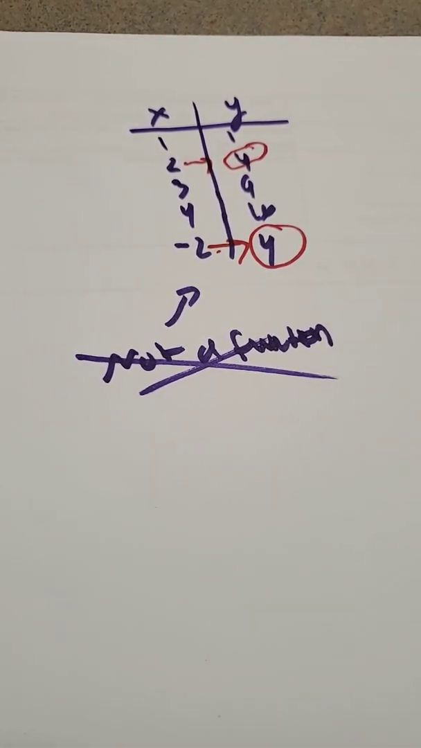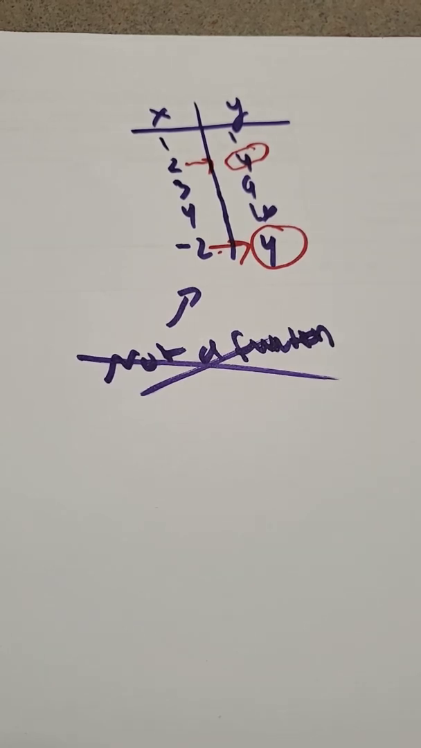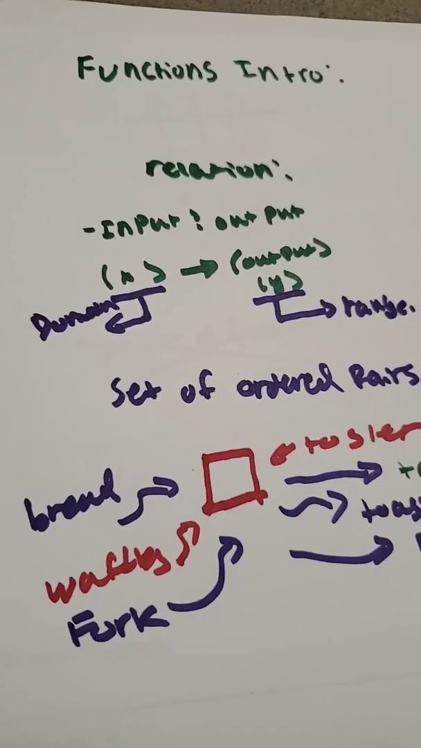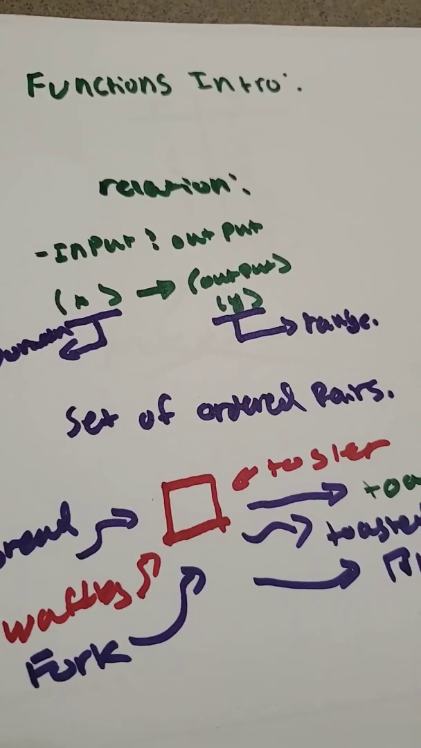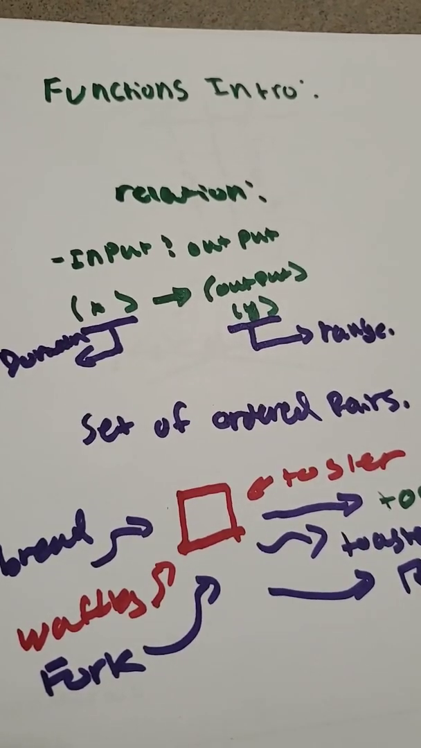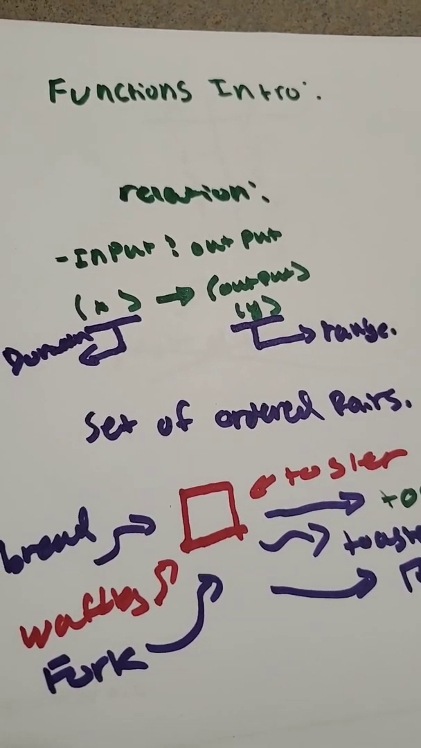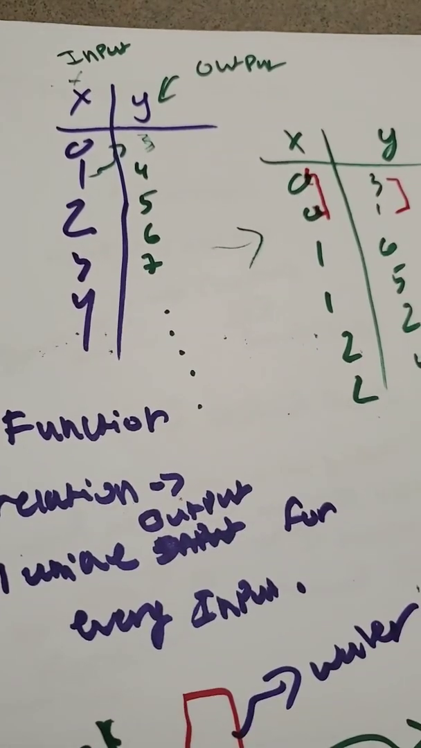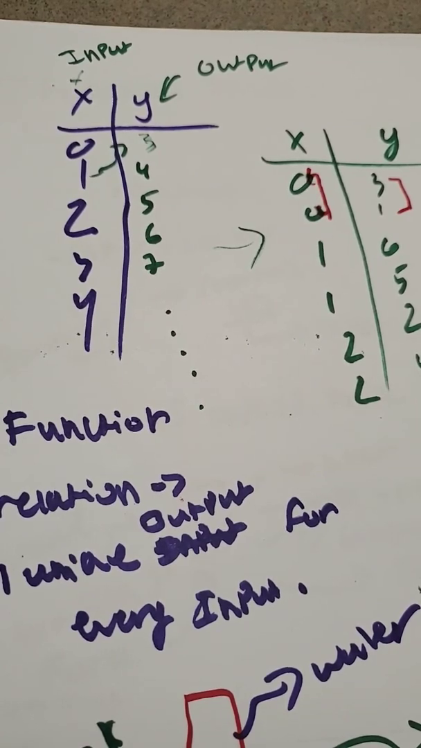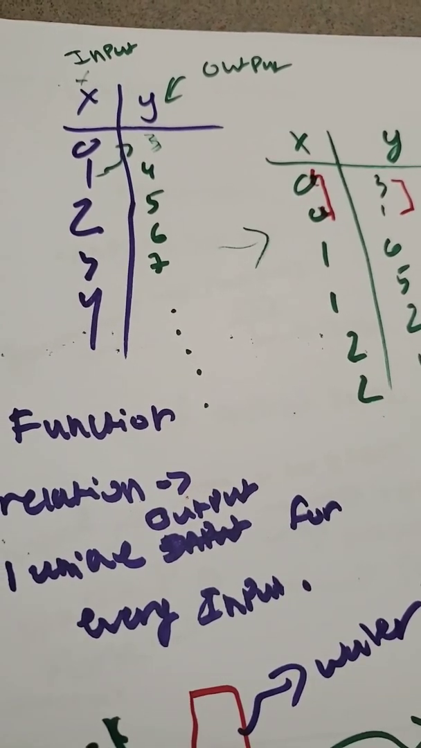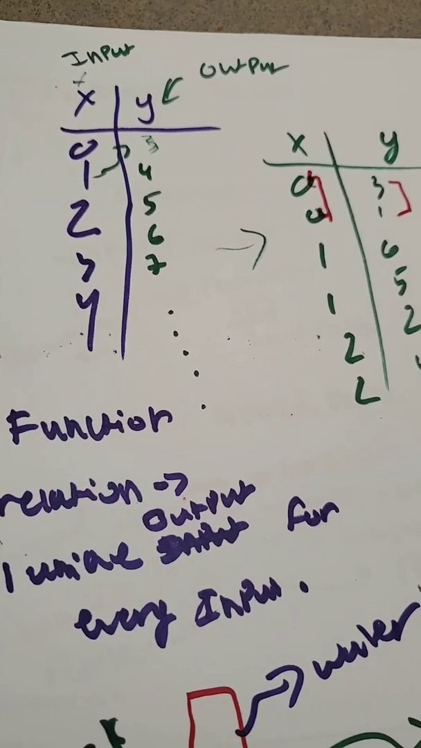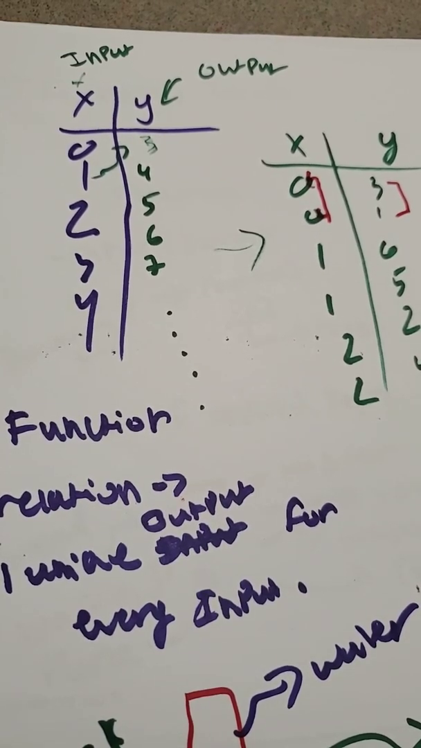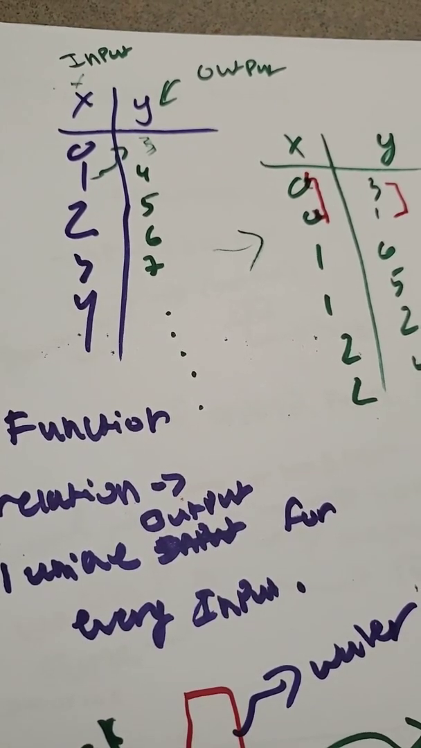But just a quick review. We defined a relation as a set of ordered pairs with the inputs and outputs. And from that, intuitively, we get functions. Functions are a unique set of inputs and outputs where there's one unique output for every single input, meaning no x could be repeated.